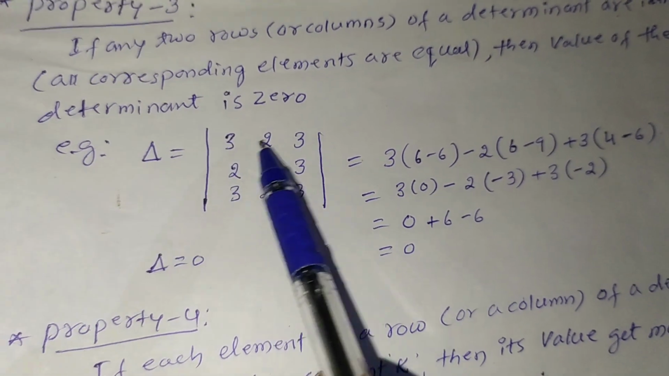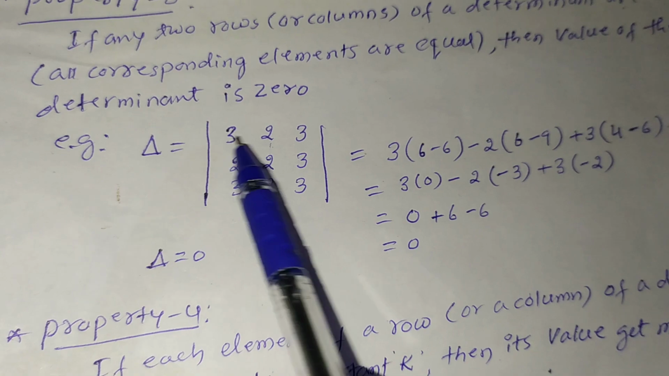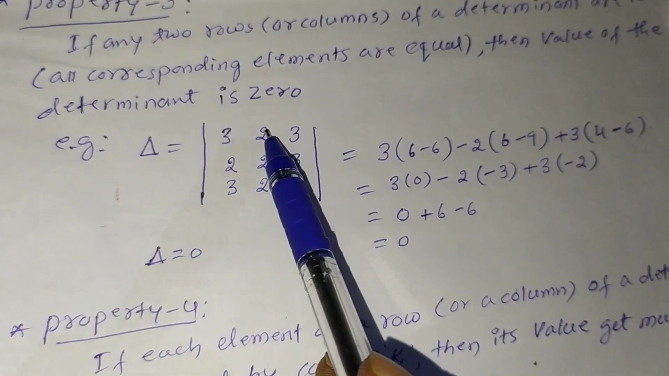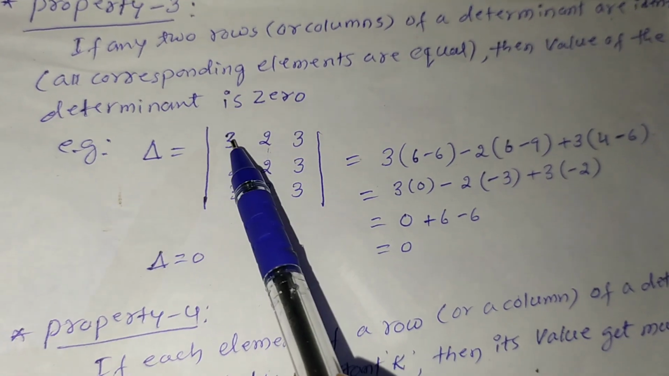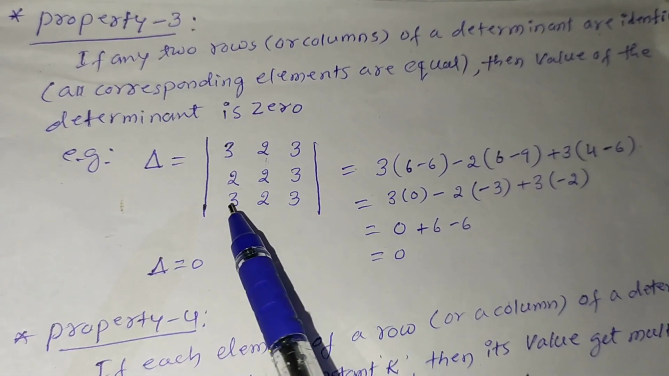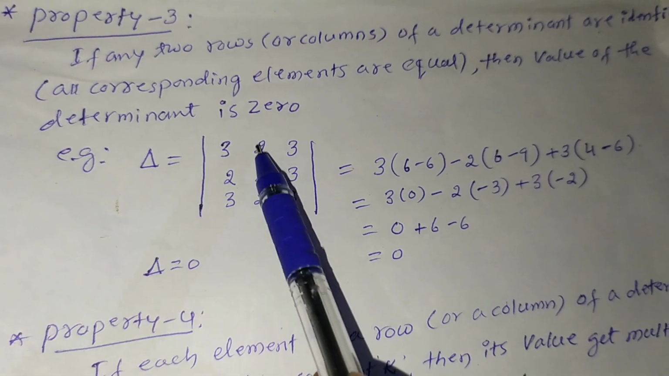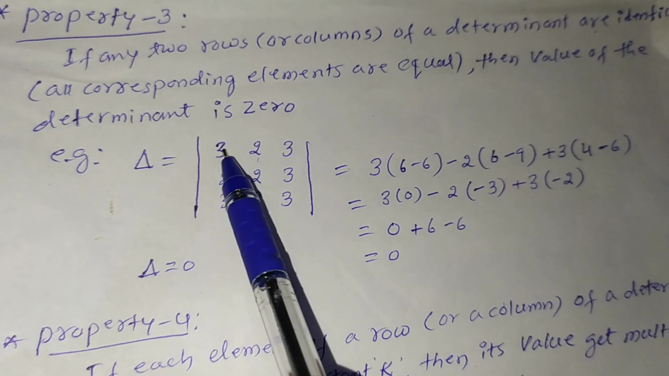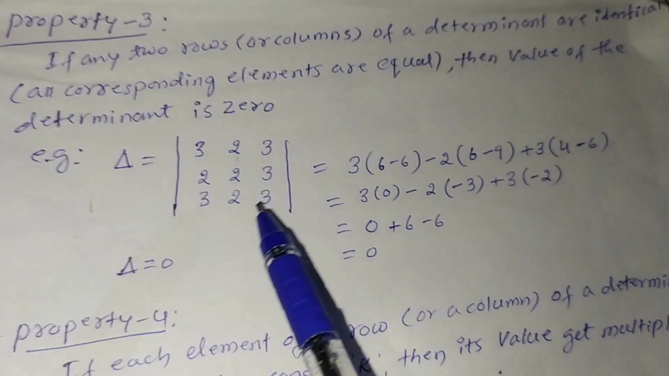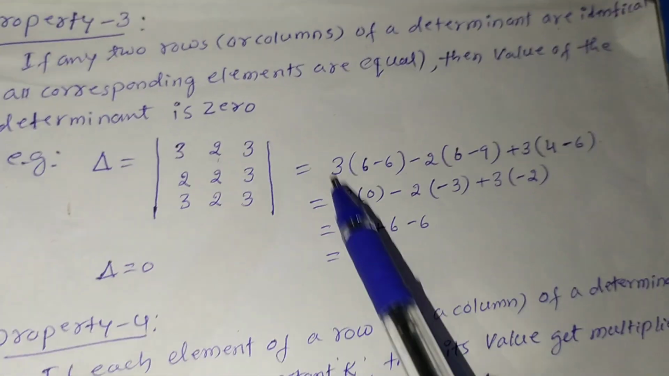But here consider 3, 2, 3. R1 is 3, 2, 3, and R3 is 3, 2, 3. So R1 is exactly the same as R3, or R3 is exactly the same as R1. It means that R1 and R3 are identical. So in such cases, the result is 0.